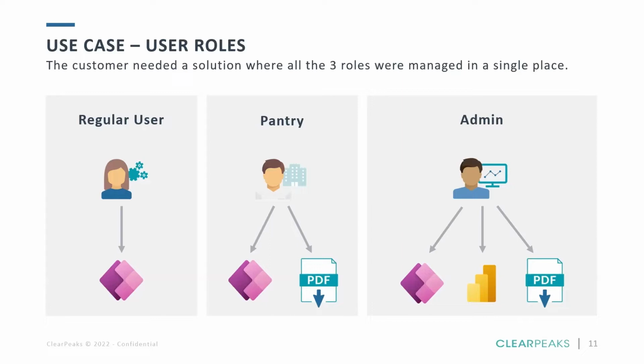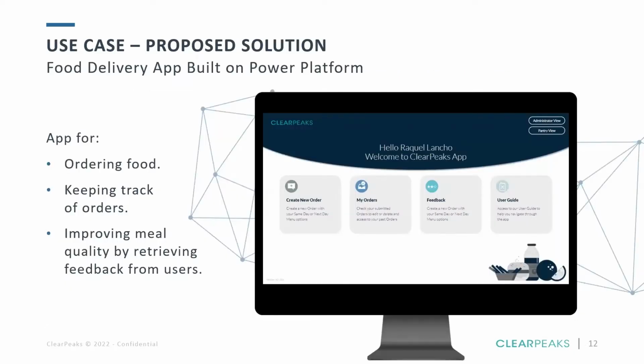And finally, the admins, who can do the user capabilities, pantry capabilities, add, edit, or delete menu items, add, edit, or delete food categories, modify delivery times, and analyze the feedback Power BI report, which is embedded in the same Power App. Our food delivery app is a Power Platform application developed to be able to order food, keep orders tracking, improve meals quality by retrieving feedback from company users, and centralizing data for performance and scalability improvement with an interactive and intuitive UI to give a better experience to the user.